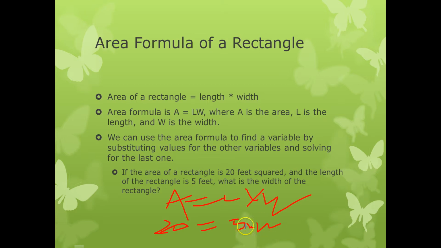So we want to find W, and we can easily do that by dividing both sides by 5. So 20 divided by 5 is equal to 5W divided by 5. These cancel out, so we get W is equal to 4. It's very simple.